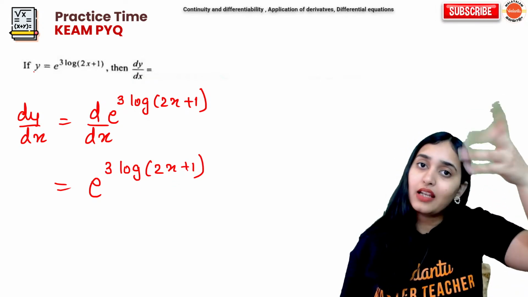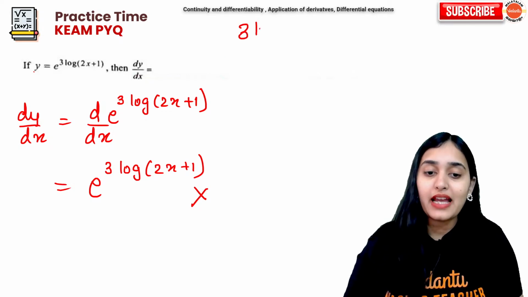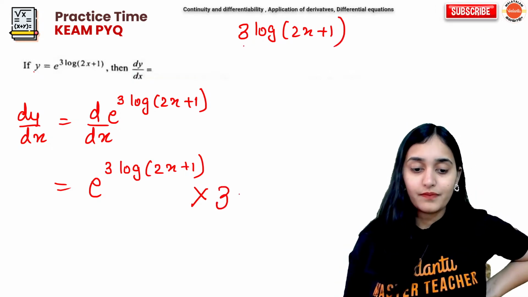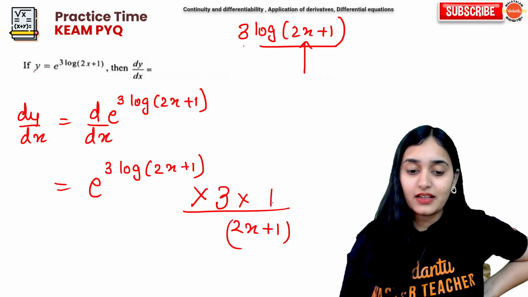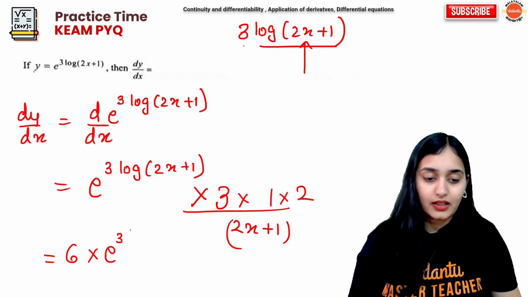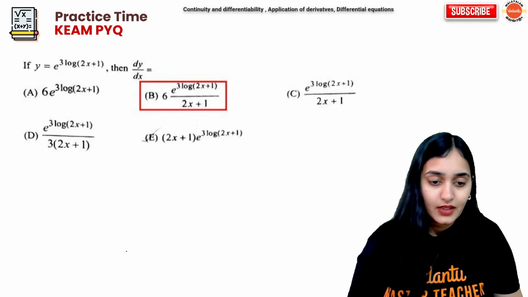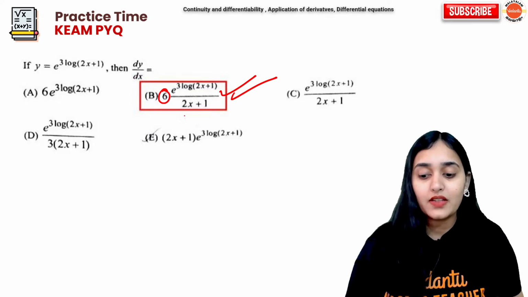E to the power x differentiation is e to the power x, but multiplied by differentiation of 3 times log of 2x plus 1. Differentiation of this is 3 into log differentiation is 1 upon x and 2x differentiation is 2. So you get 6 into e to the power 3 log 2x plus 1 upon 2x plus 1. This is your answer.